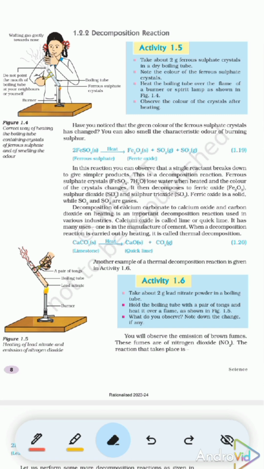Over here we are taking about 2 grams of lead nitrate powder in a boiling tube, and holding the boiling tube with a pair of tongs and heating it over a flame as shown in figure 1.5. So after heating it, what can we observe? We should note the change if there is any. We can see that there is some emission of brown fumes. These fumes are nothing but nitrogen dioxide, that is NO2.